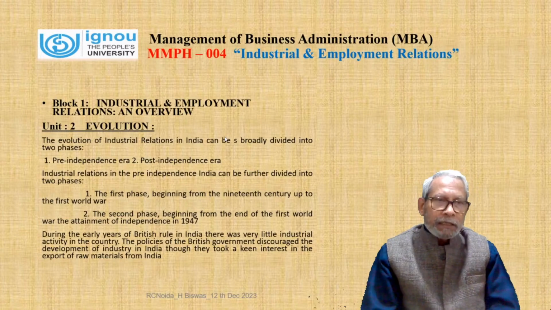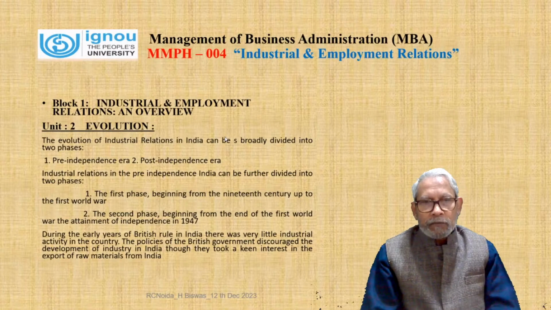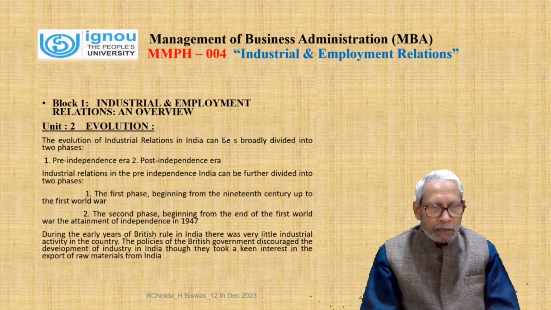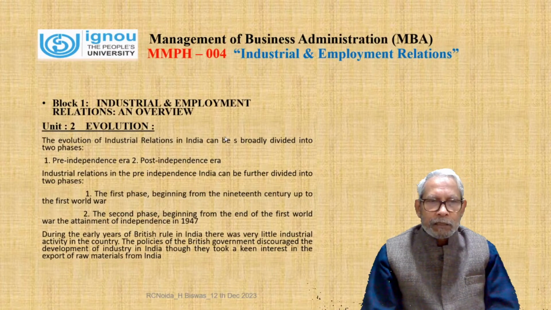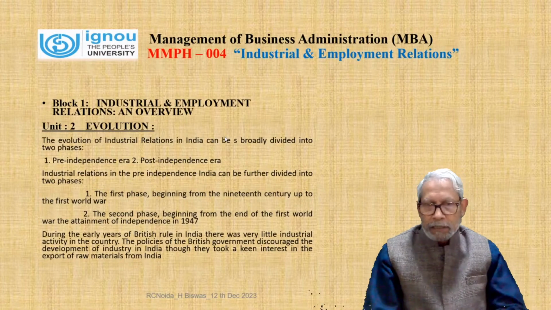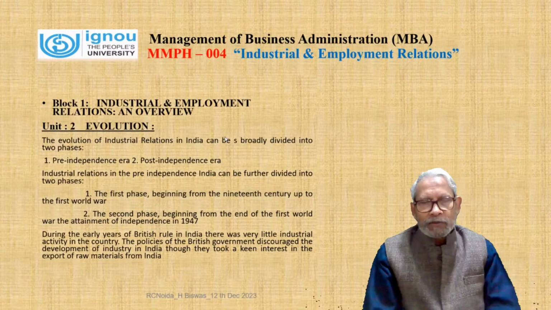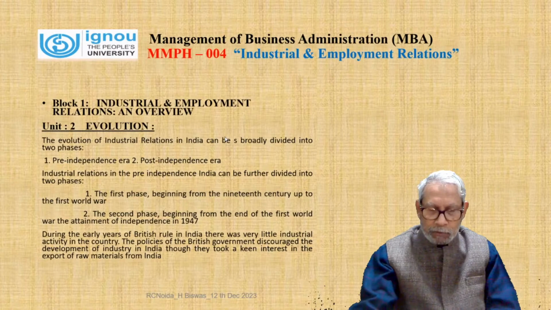During the early years of the British rule in India, there was really little industrial activity in the country. The policies of the British government discouraged the development of industry in India, though they had keen interest in the export of raw materials from India. In most cases, they were exporting the materials to their own countries and started their manufacturing there itself. So the raw materials were from India.